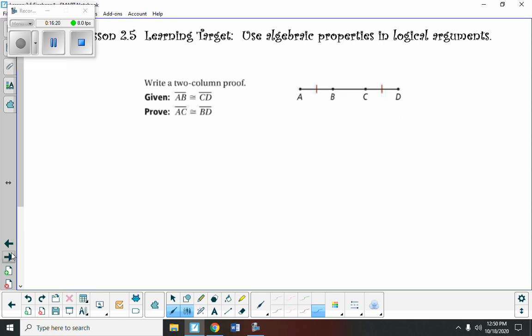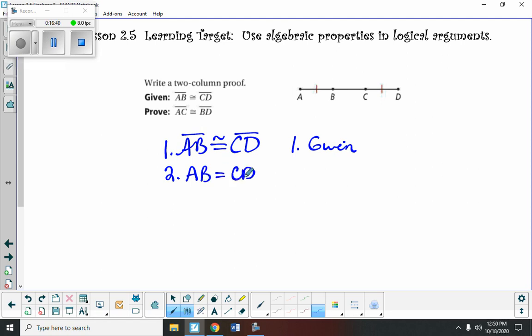All right, let's do that one more time. So first, we write our given. Segment AB is congruent to segment CD. That is given. Okay, and if they're congruent, what does it mean? It means that their lengths are equal. That is the definition of congruent segments. So the length AB is equal to CD.